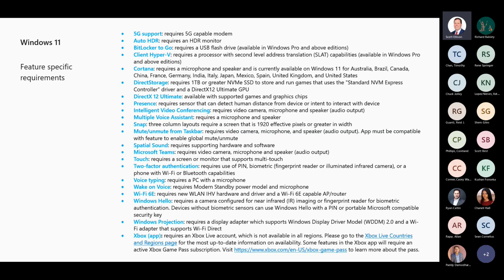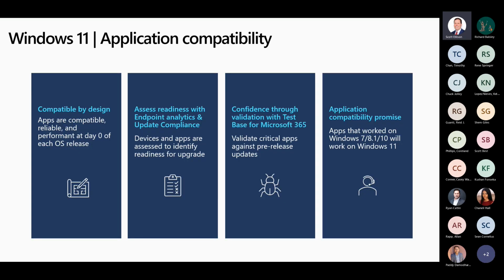There are some additional specific feature requirements that may need to be considered on the device, depending on what the device is going to be used for. So, for example, if you're going to use BitLocker to Go, Client Hyper-V, Microsoft Teams, Touch, two-factor authentication, Windows Hello, Wi-Fi 6, all of those things need to be considered. But Windows 11 does have support for a lot of those newer features to ensure that they'll work correctly.